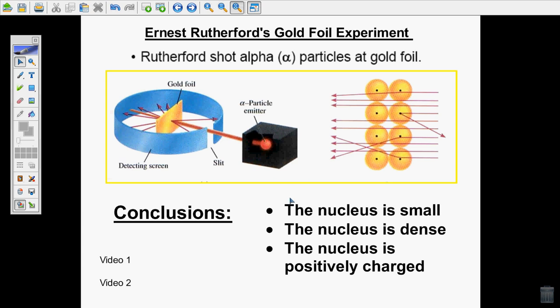His conclusions based on this experiment, he said that the nucleus is small, the nucleus is dense, and that it was positively charged.